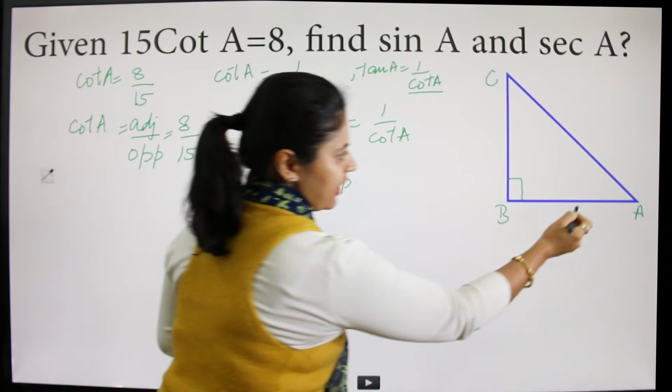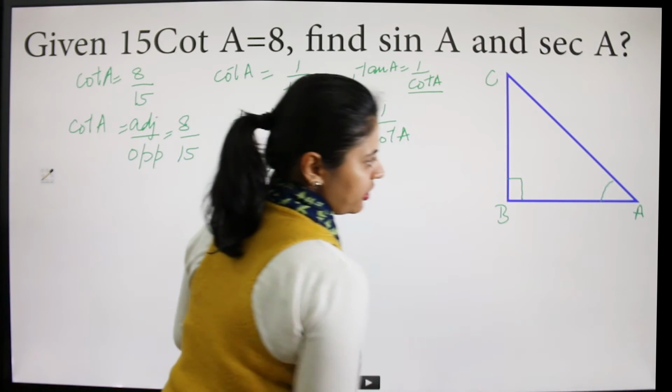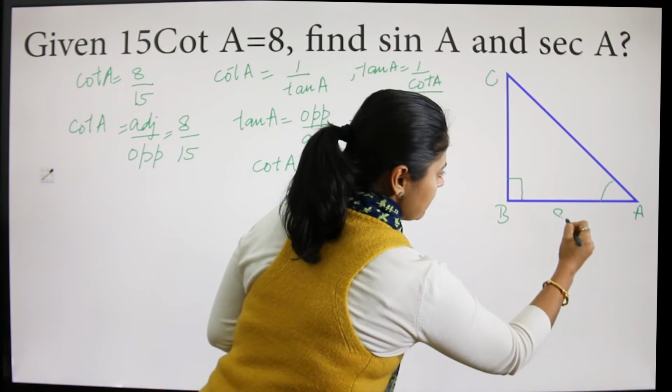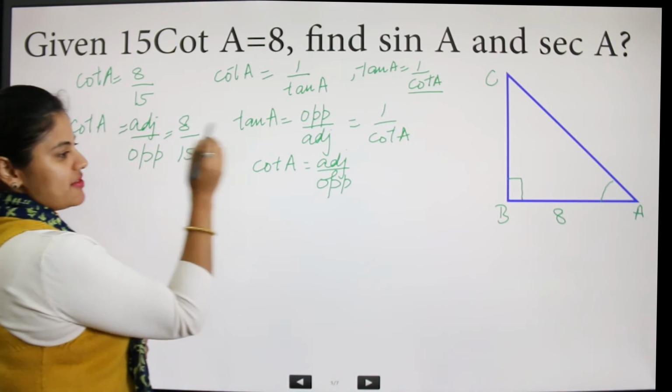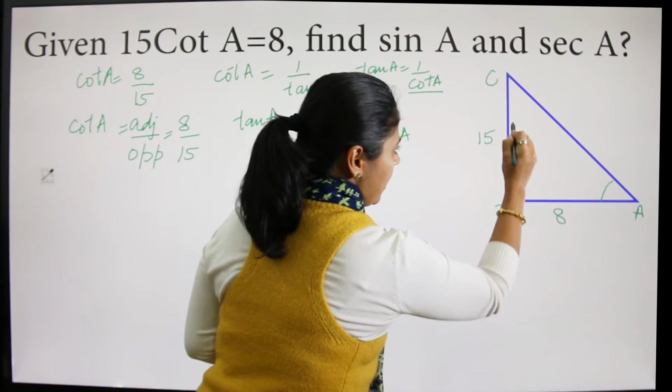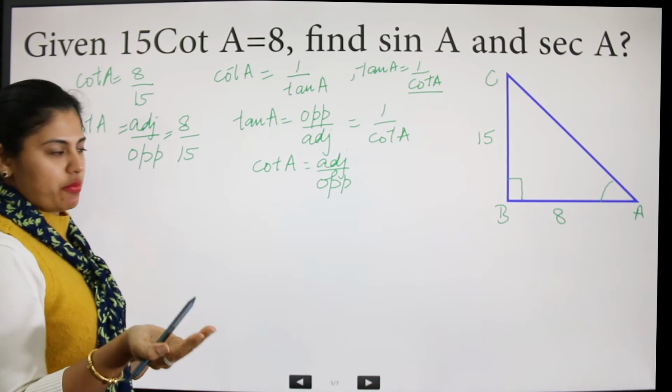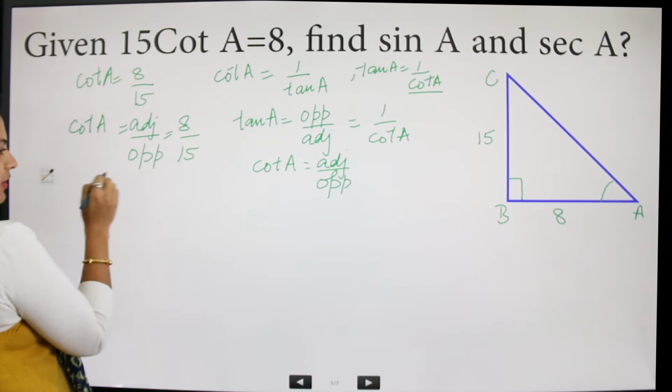So A is this angle we are talking about. Adjacent is 8, meaning the side adjacent to this angle is 8, given to me, and the opposite side is 15, given to me. We are supposed to find CA, which is the longest side, the hypotenuse. So let's find it by using the Pythagoras theorem.